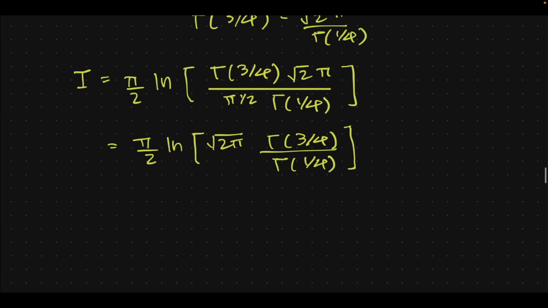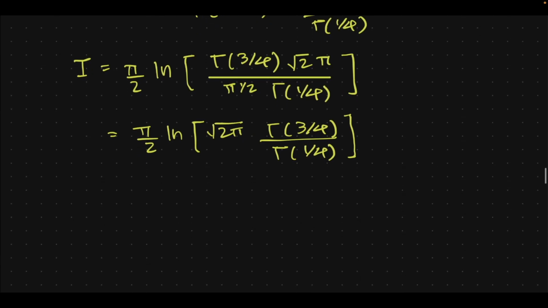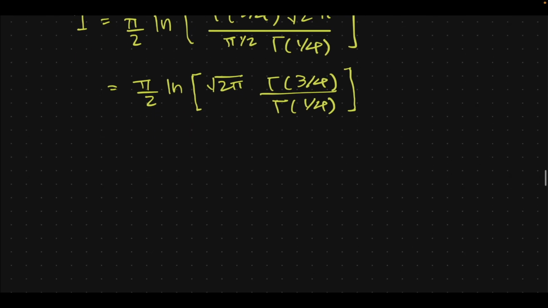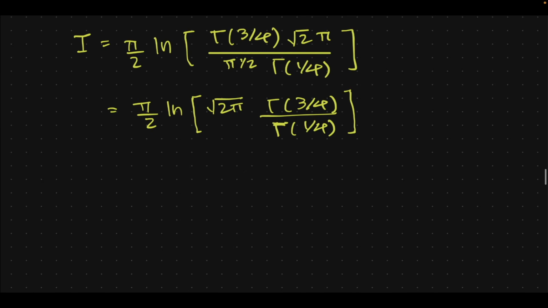You can probably use some duplication formula to find the values of gamma 3/4 and 1/4. If you find 1/4, finding 3/4 is easy using the reflection formula, but this is where I shall end my answer because this looks nicer with gammas inside the natural logs, and hence we've solved the problem.